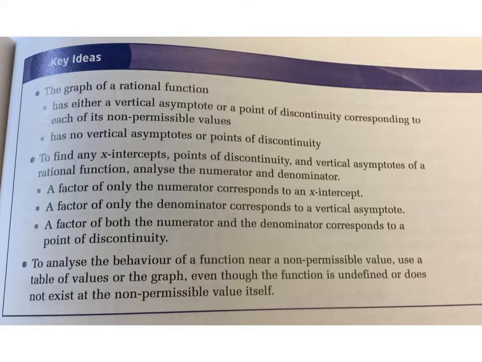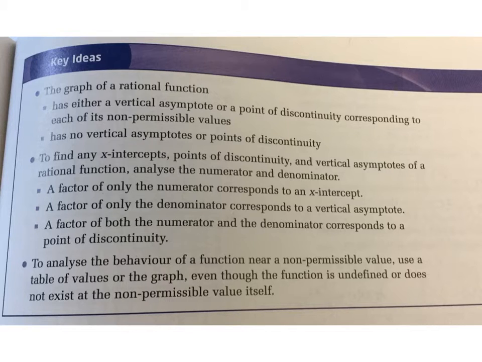So I also put this here. I just took a picture of your textbook because this is in your textbook where it's all summarized, on page 451 in your book. So some key ideas. The graph of a rational function has either a vertical asymptote or a point of discontinuity corresponding to each of its non-permissible values. No matter what, if the degree in the numerator is the same or if it's less, that's always the case.